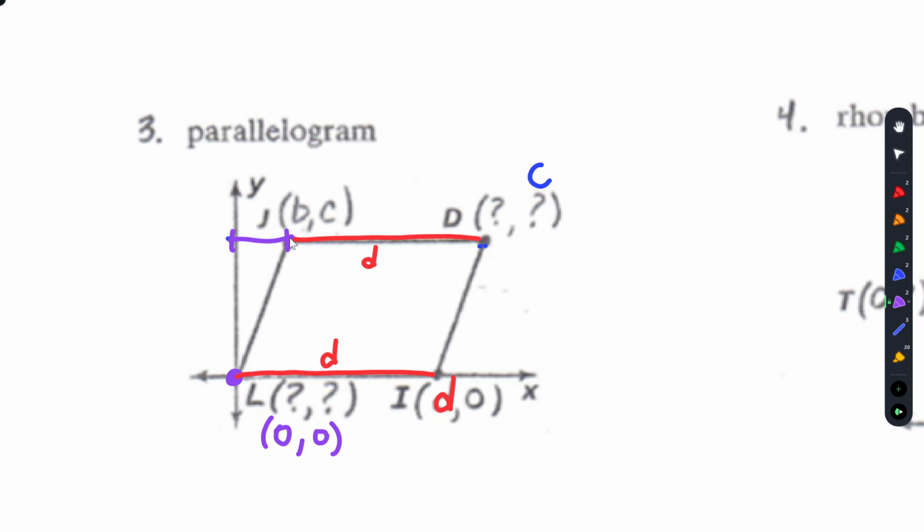How far away from the x-axis is it, Caitlin? Yeah, it's B. So this is B. The length of my parallelogram is D. So the x-coordinate for D is both of these things combined. It is B plus D. Kind of a weird one. Questions on that one?